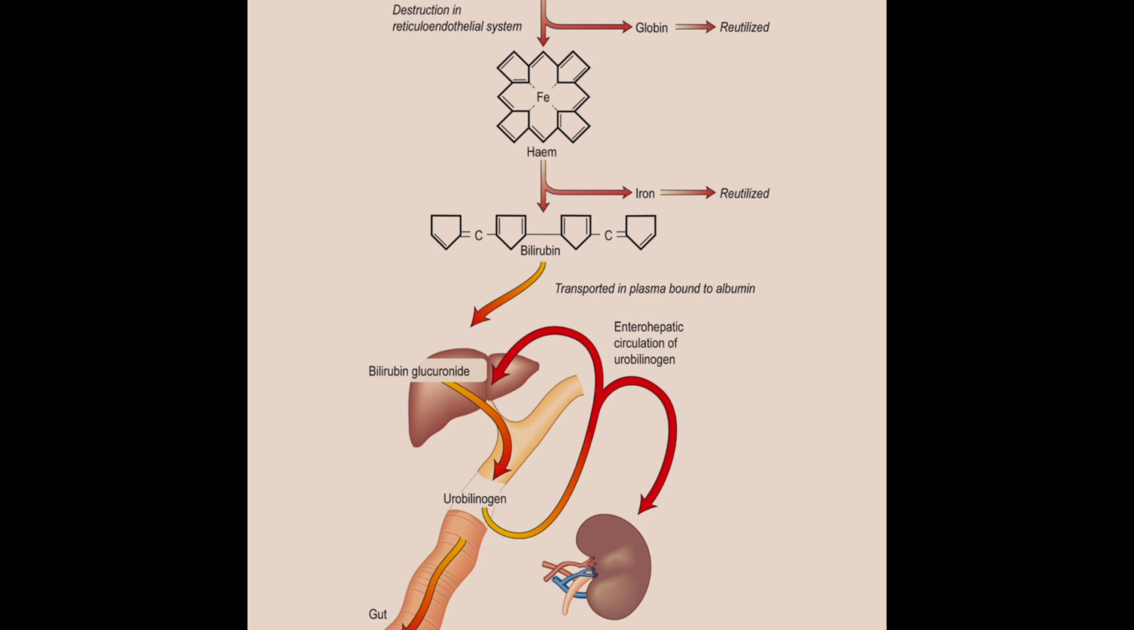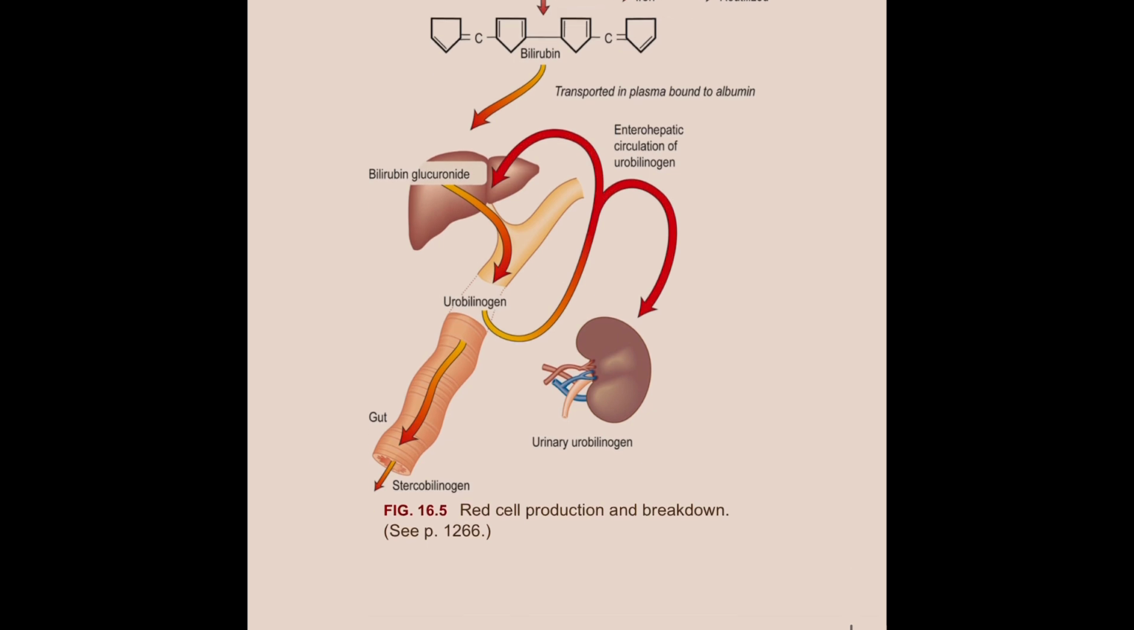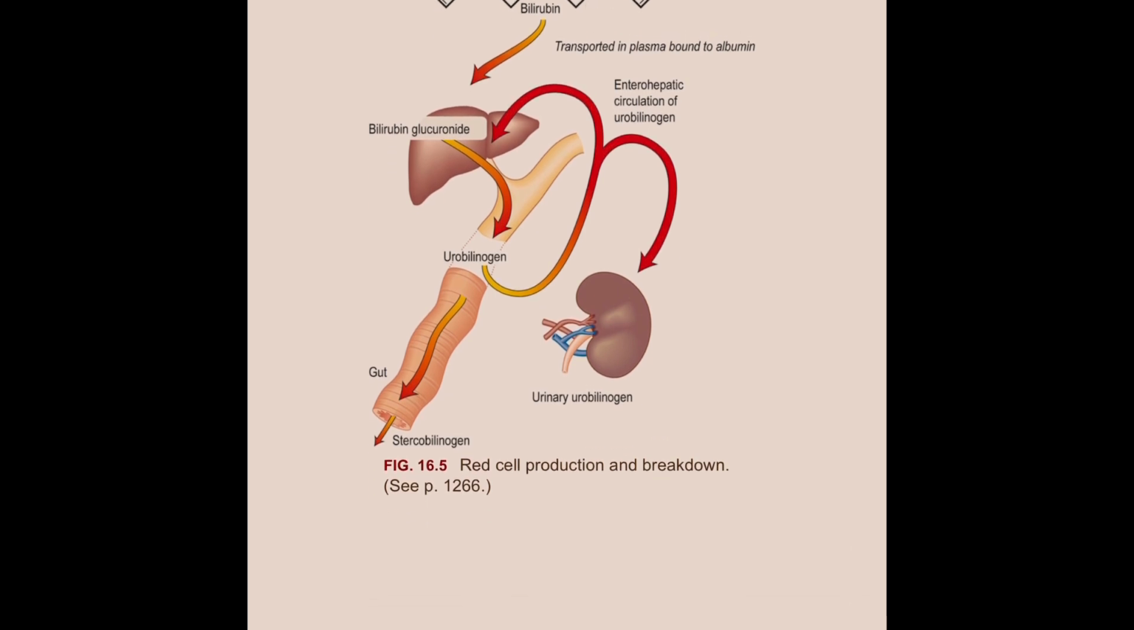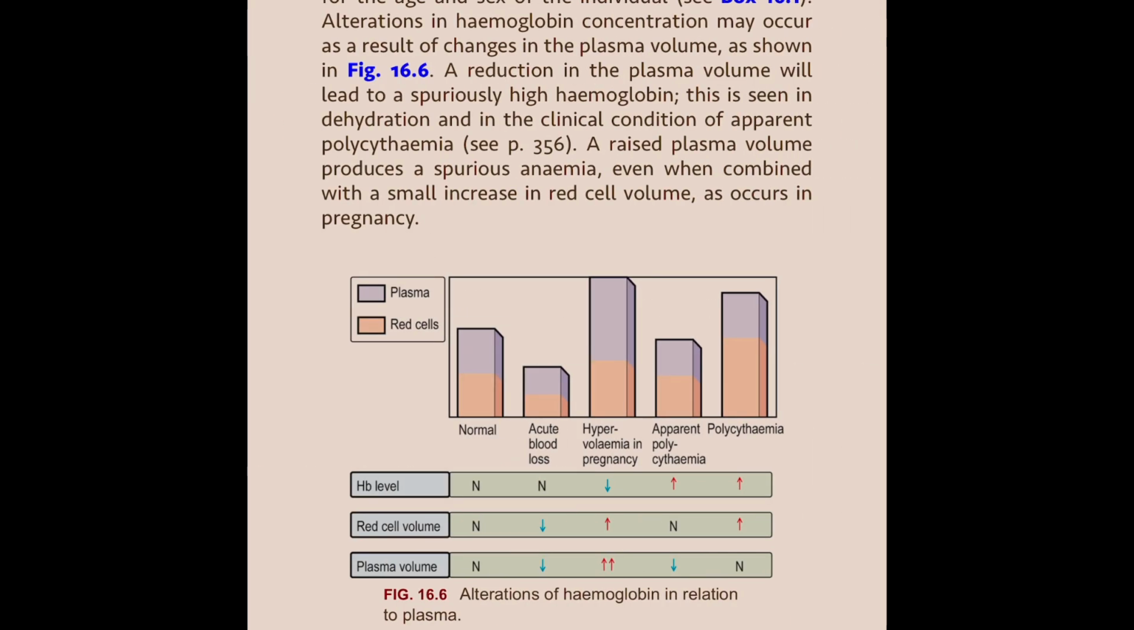Bilirubin glucuronide enters the hepatic circulation, then urobilinogen, urinary urobilinogen, and then stercobilinogen. Okay.